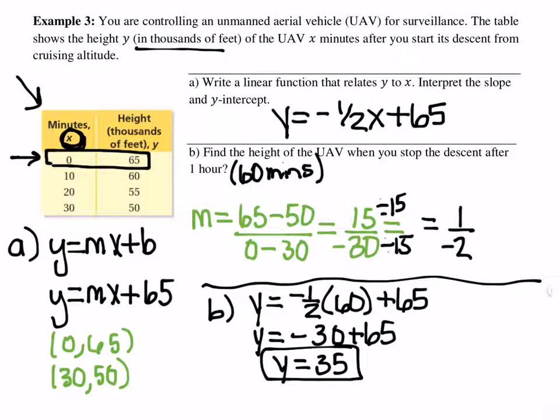So part A wanted us to interpret the slope and y-intercept. Your y-intercept is your initial height of your object, and your slope is telling you a negative 1/2. So because it's negative, you're going down a half each and every time a minute goes by. They want you to be able to understand that concept along the way.